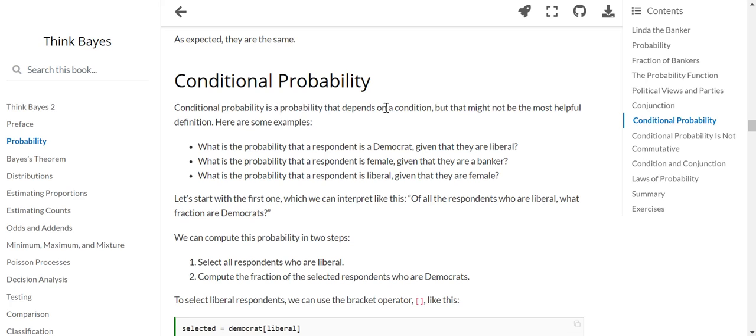Now conditional probability comes into play. It's a probability that depends on a condition, but that might not be the most helpful definition. Here are some examples. What is the probability that a respondent is a Democrat given that they are a liberal? A female given that they are a banker? A liberal given that they are a female? Let's start with the first one, which we can interpret like this: of all respondents who are liberal, what fraction are Democrats? This makes sense.